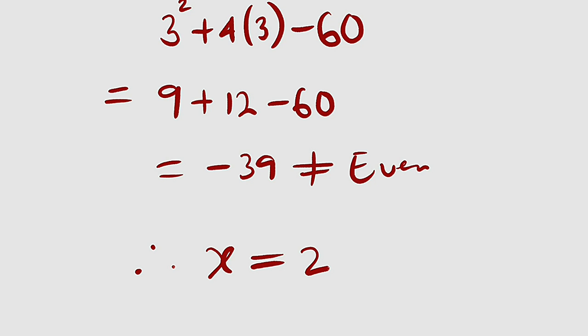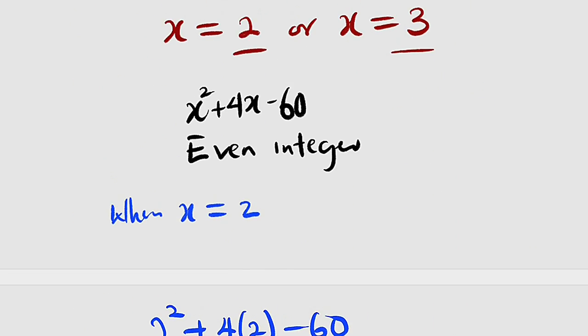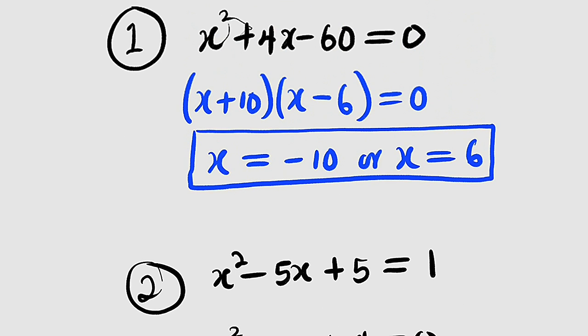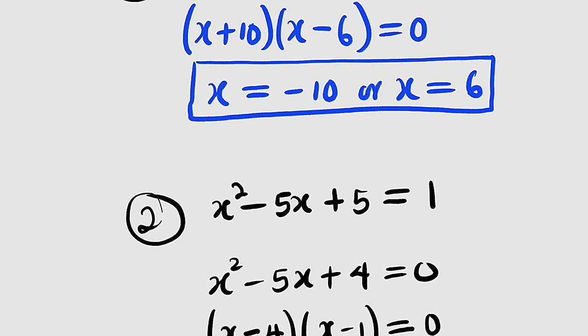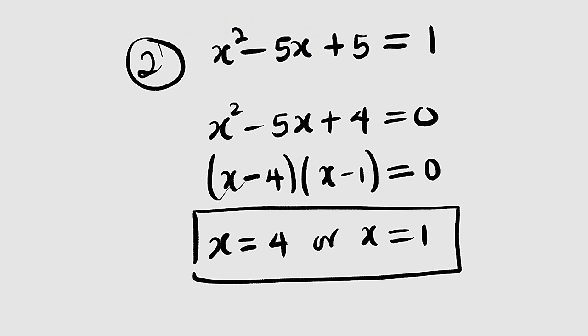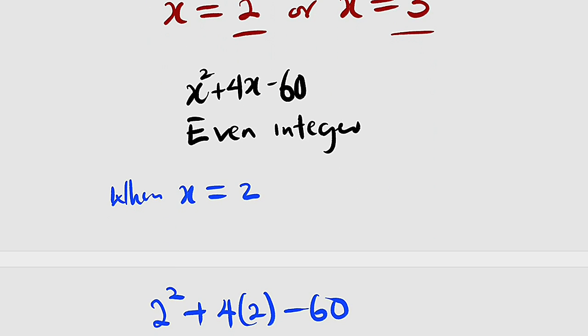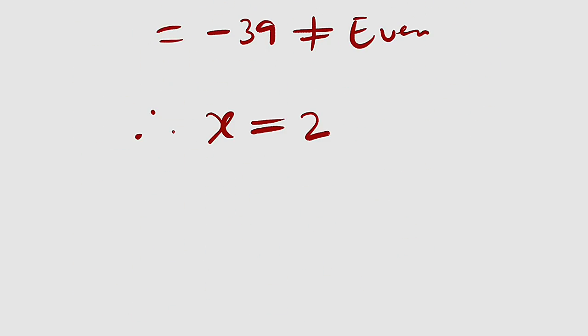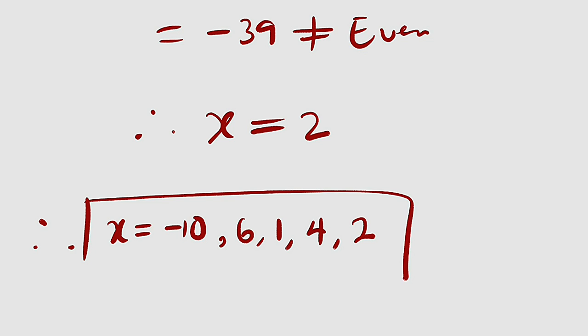So far, how many solutions do we have? We have 5 solutions, right? x is negative 10, x is 6, x is 4, x equal to 1, and x equal to 2. Let us bring all of them together. Therefore, the solution to this problem is x equal to negative 10, positive 6, positive 1, 4, and 2. This is just the solution to this problem. Any of these 5 numbers will satisfy that equation.